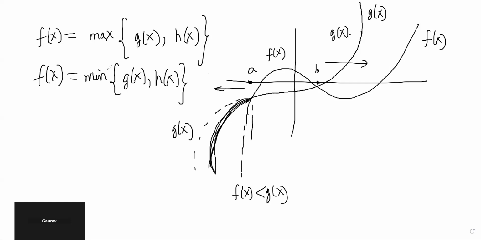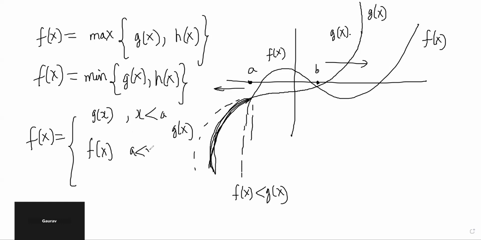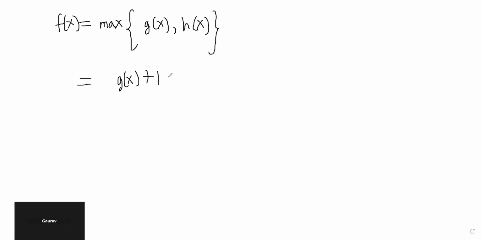Now, we can write it like this also. f of x is equal to g of x for x less than a. f of x is f of x for x belonging to a to b. And it is g of x for x greater than b. Do you understand what I'm saying? Yes, sir. Another way to think about this max function, and this is important from the point of view of problems, is: I can also write it like this: g of x plus h of x by 2, plus mod of g of x minus h of x by 2.